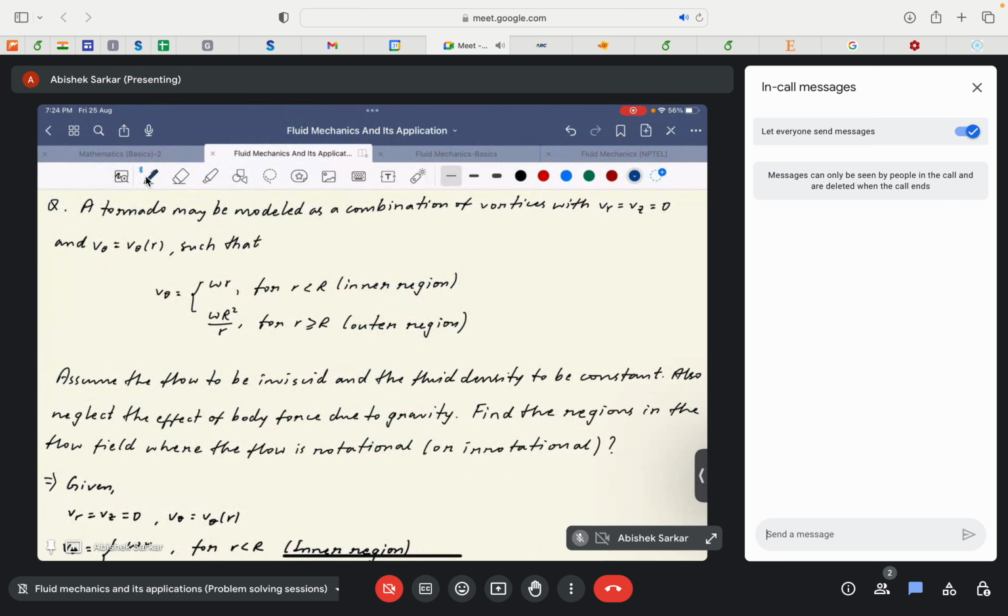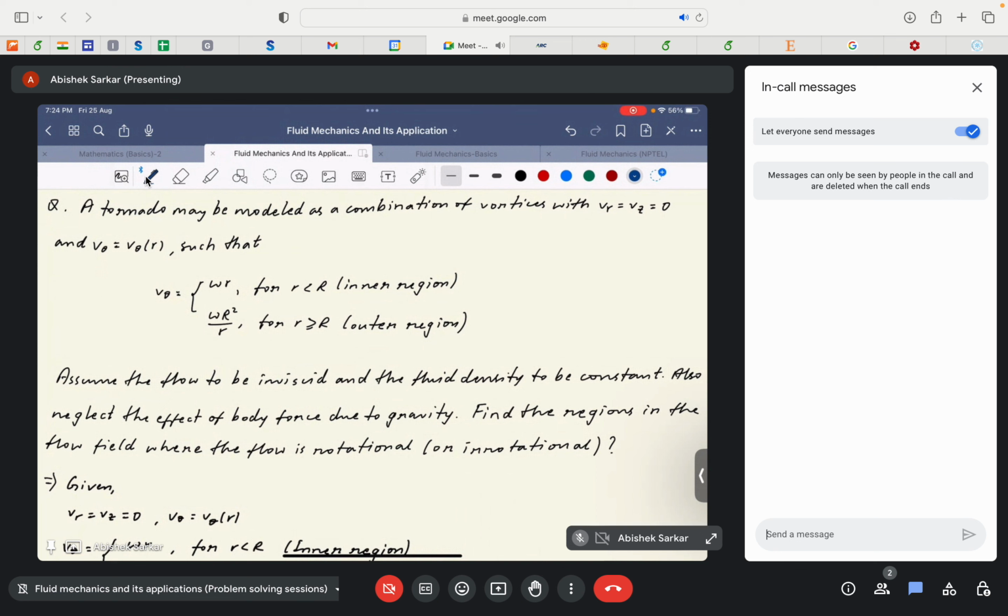Welcome back again to the fifth week of the problem solving session for the course fluid mechanics and its applications. In the last session we were discussing Bernoulli's equation and its applications, and we discussed thoroughly the Bernoulli's equation and the important assumptions that must be taken for its validity.